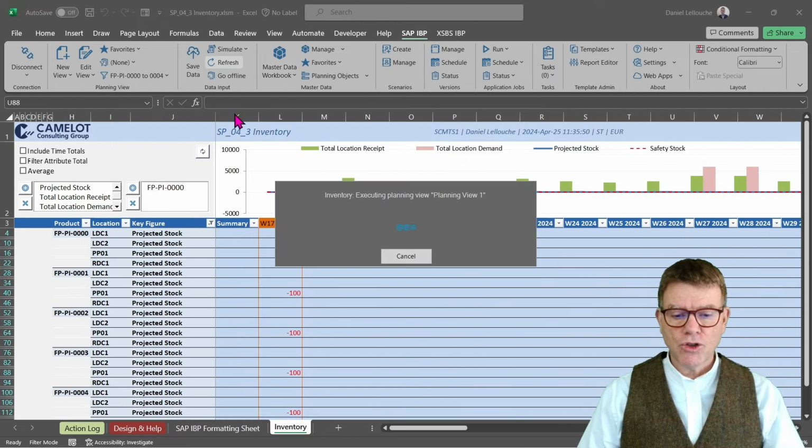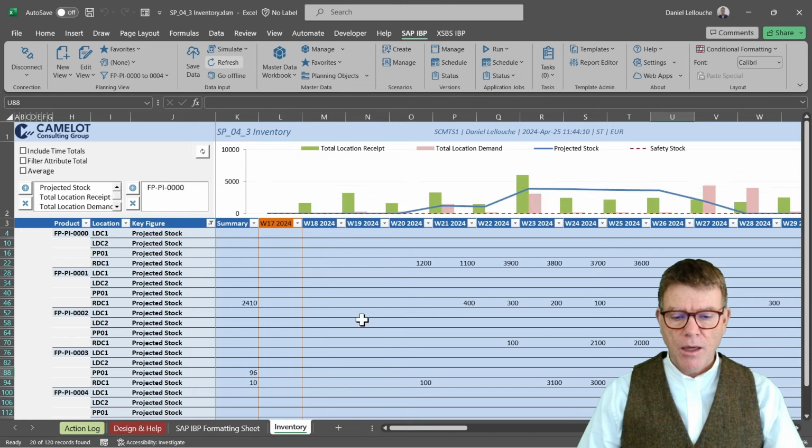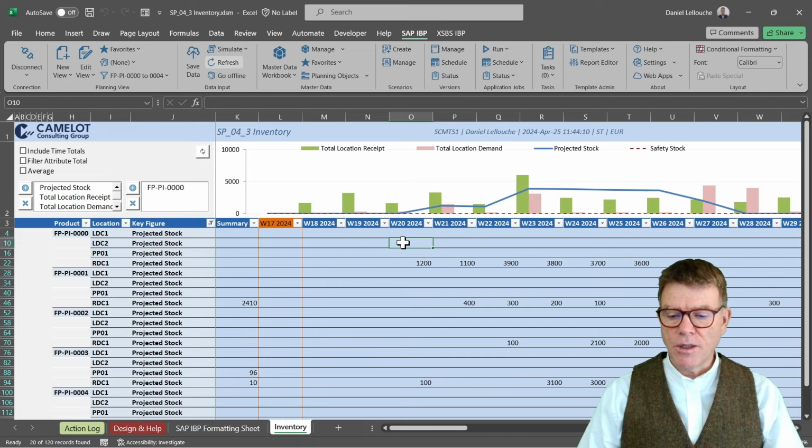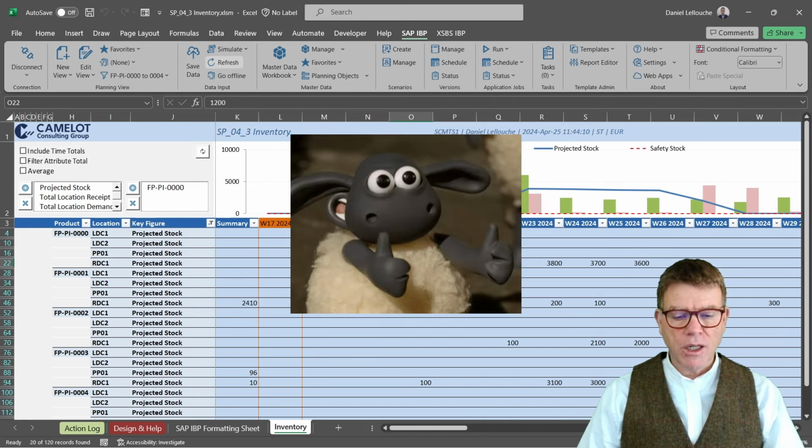Let me refresh. And we see now the inventory. It's not kept at all on the factory. It's not kept at all on LDC1 and LDC2, but is really following my instructions, where I wish to have the stock built to be stored into the regional DC, like we can see.